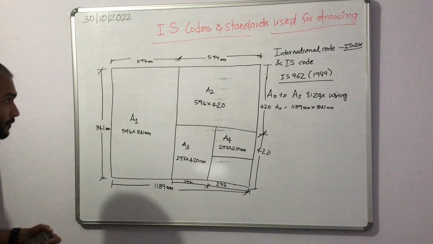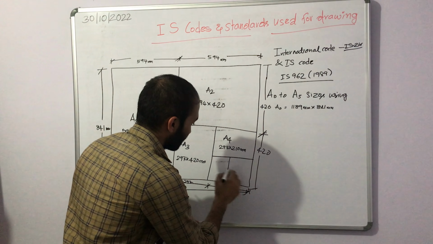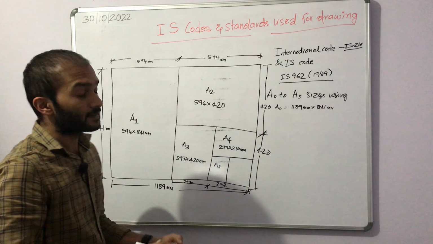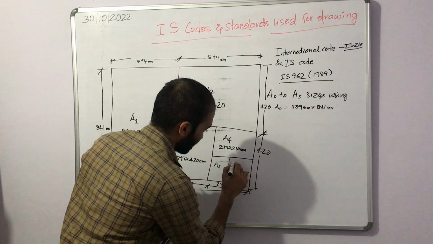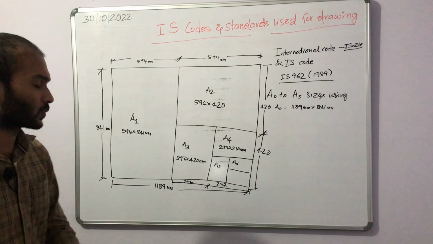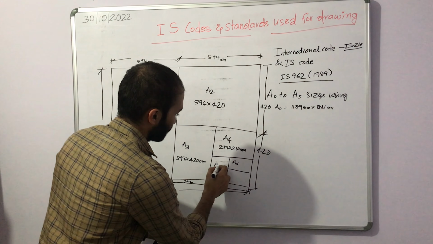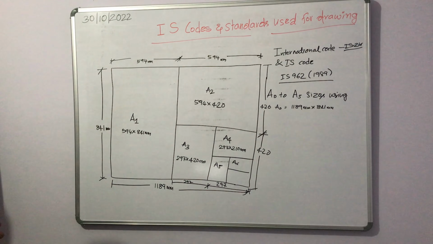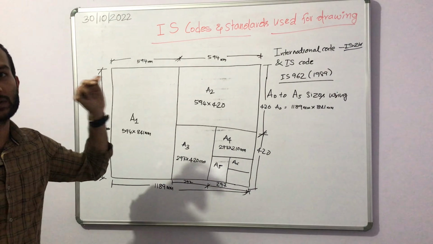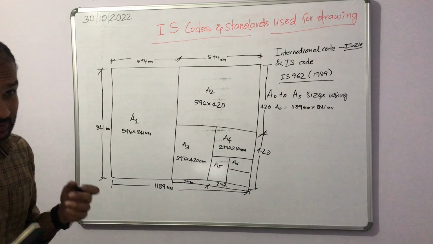So further again I am dividing here, so I am getting A5. Still there are A6, A7, A8 and A9, but I'm restricting up to here itself, so up to A5. These are the sizes we majorly use in drawings, especially in the construction field for understanding the drawings.